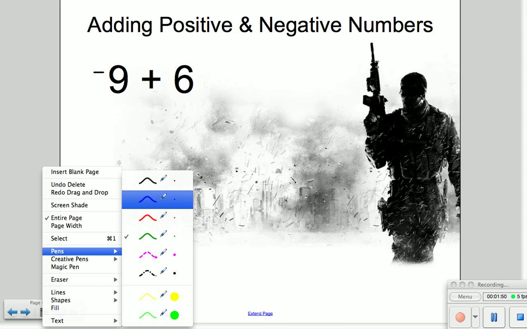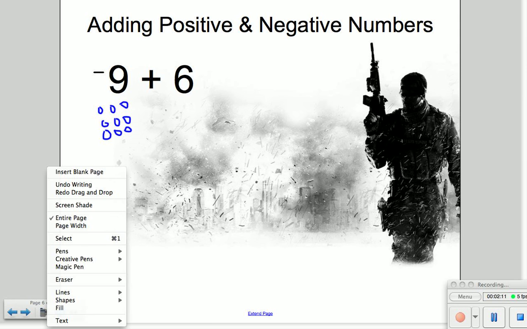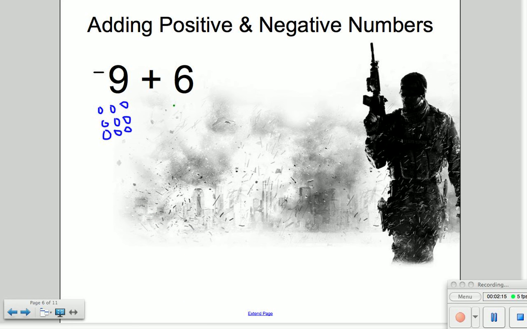All right. So let's say that we have 9 soldiers from the negative team. That's 1, 2, 3, 4, 5. I'm drawing out these soldiers from the negative team. Okay, so these are all the soldiers from the negative side, all 9 of them. And then we're going to end up throwing in those soldiers from the positive team. We have 6 of them.